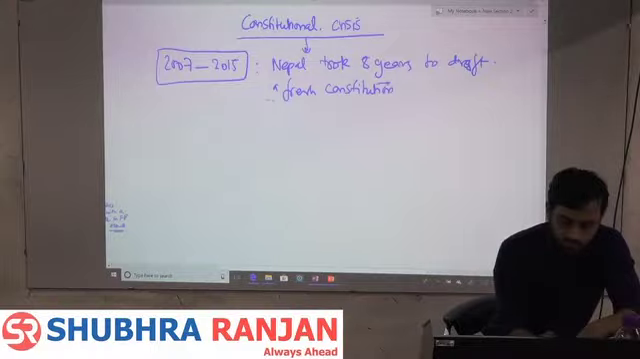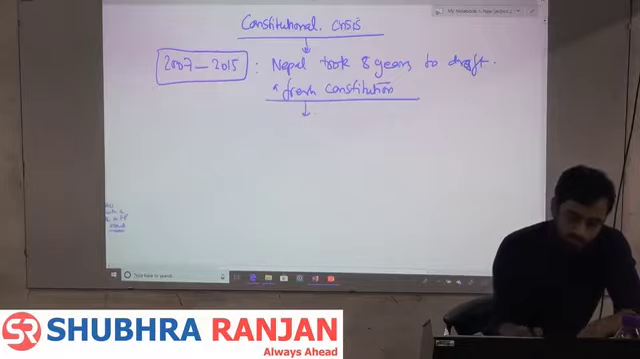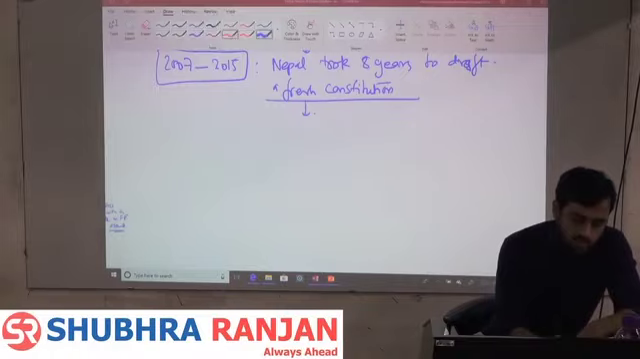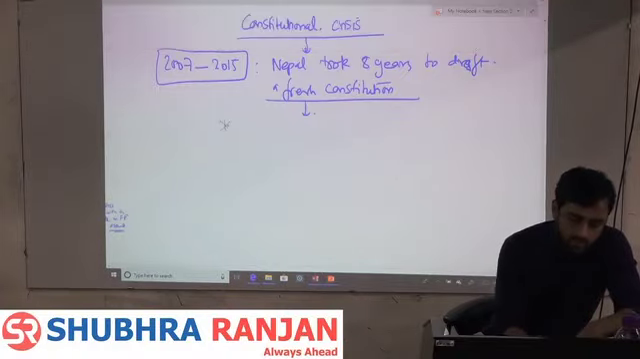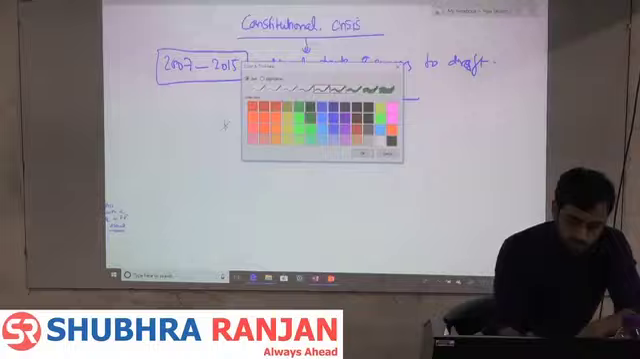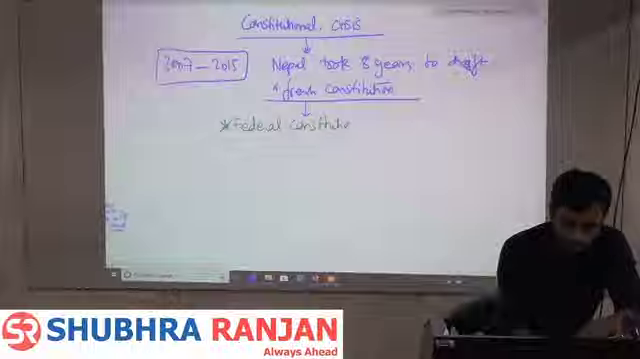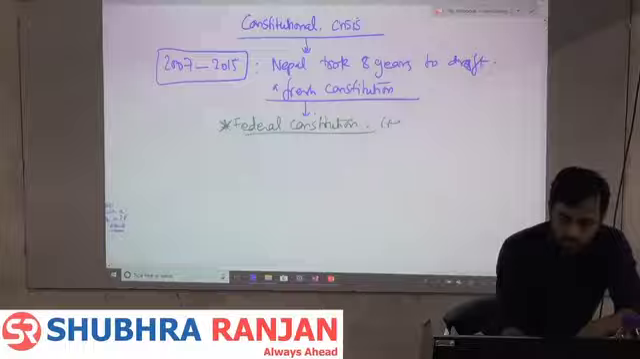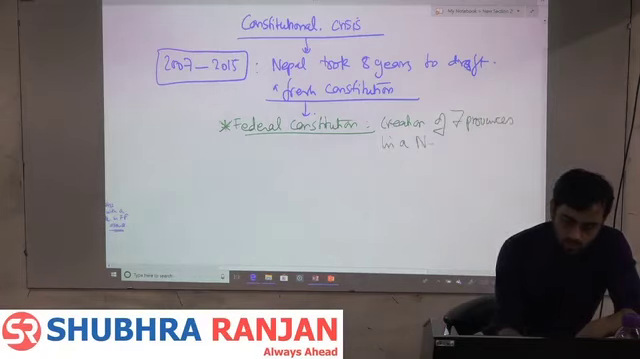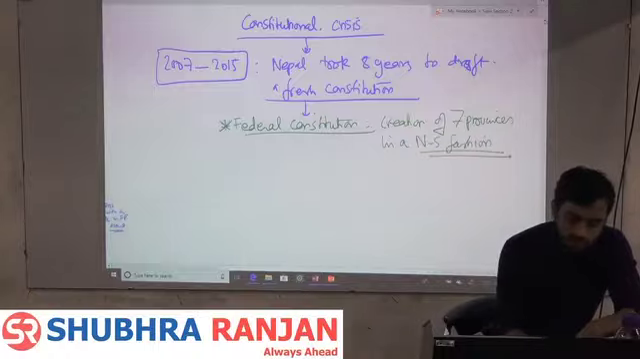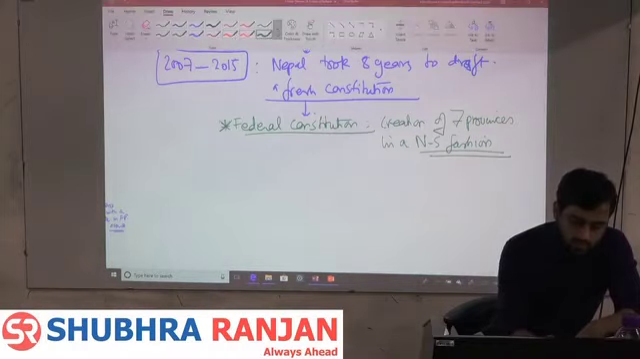Okay. What kind of a constitution did they decide on? They decided on a federal constitution, and the creation of 7 provinces in a north-south fashion.